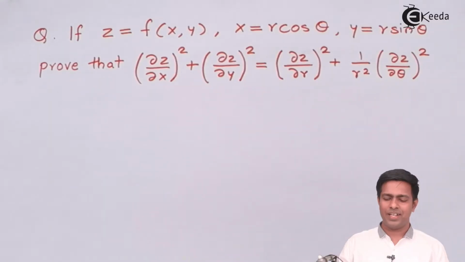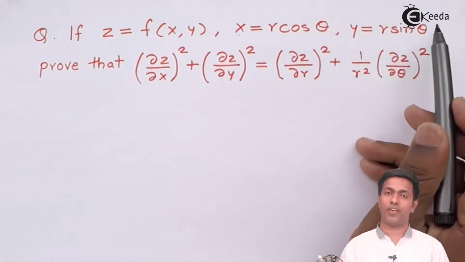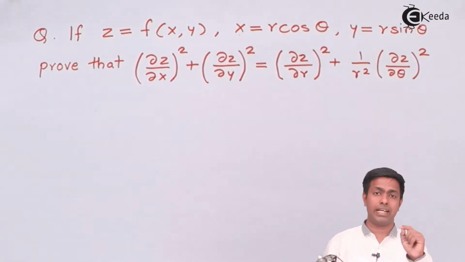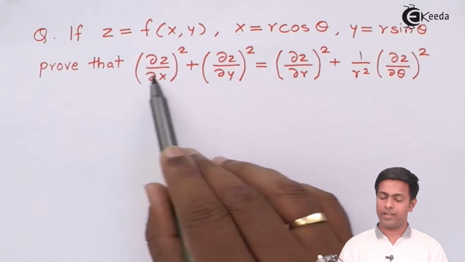So guys, here we have z as a function of x and y, which is given here, where x is a function of r and theta and y is also a function of r and theta. So it clearly denotes that it's a composite function. So guys, here we have to find out this given result.